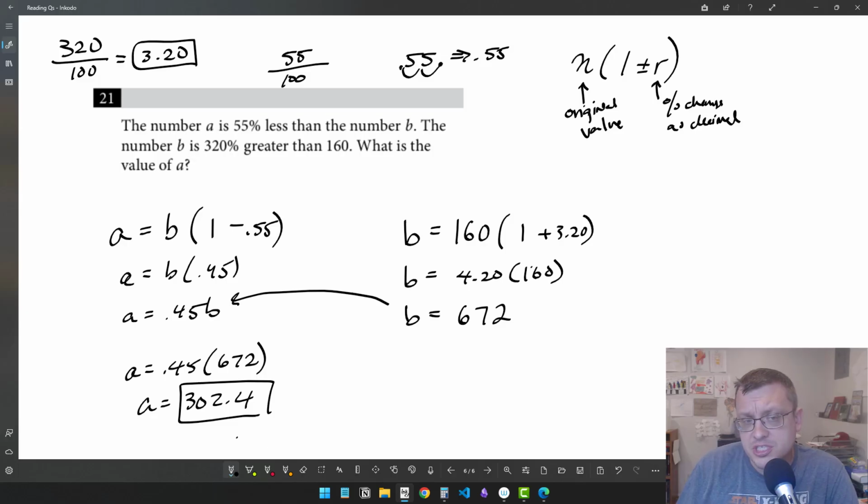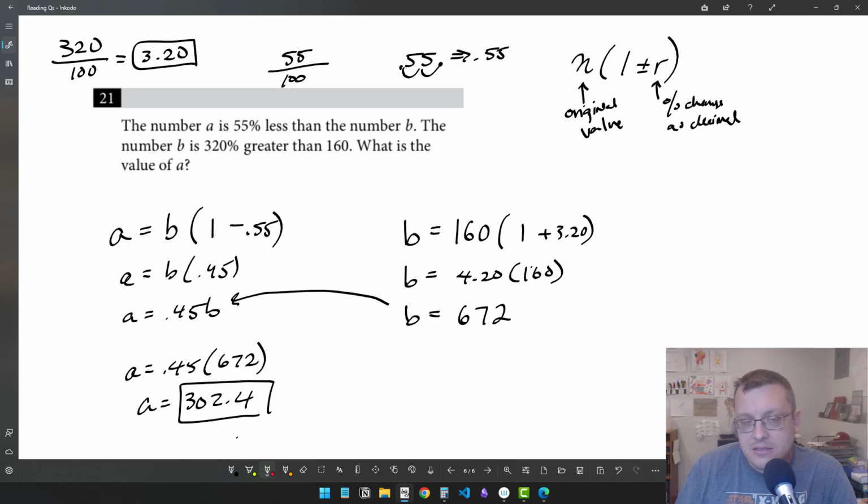When would 3.20 times 160 have made sense? That would have made sense if the wording of the problem were this: the number b is 320% of 160. When you see percent problems involving of, that is just going to be taking the percent as a decimal, in this case 3.2, and multiplying it by the original number. So you're not doing the 1 plus here. You're just doing 3.2 times 160. The of you can think of as basically just translating into multiply. But as soon as we see anything like greater than, more than, less than, increased by, decreased by, anything that shows a change by a certain percent, we have to use this instead.